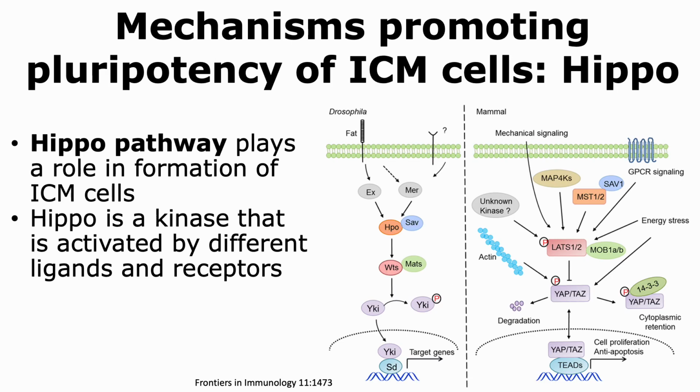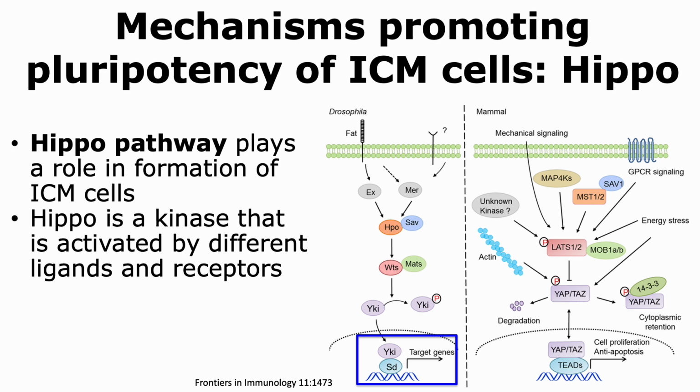To understand how the ICM cells are formed, let us look at a pathway that plays an important role, which is the Hippo pathway. Hippo is a kinase that can be activated by different ligands and receptors. In the figure, we're looking at the Hippo pathway in Drosophila and in mammals, and the pathway basically works the same way, but the members involved have different names in the Drosophila system versus the mammalian system. Now let's first look at what happens in the absence of Hippo activation.